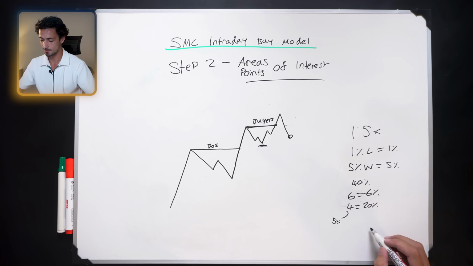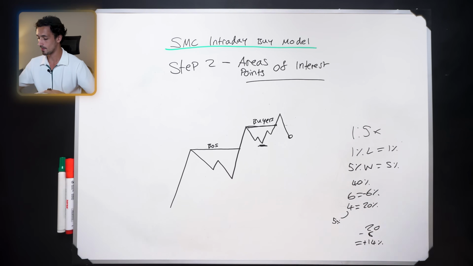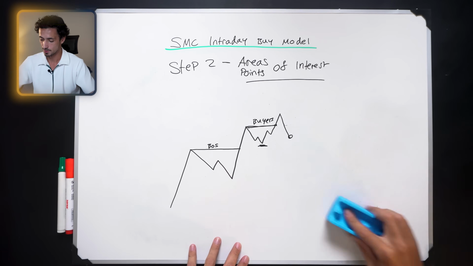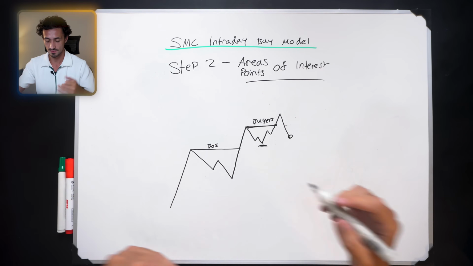So if you do the math, I win 20, I lose 6, I'm left with a net profit of 14%. So it's not always about how many trades you win. It's about your risk to reward relative to your win rate. So to tie all of that back into points of interest, this is where things get interesting.